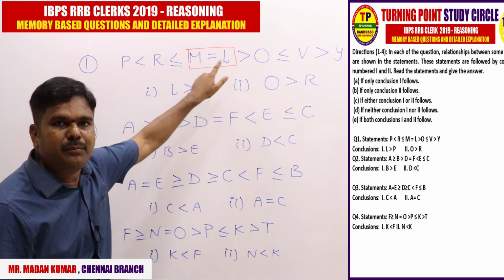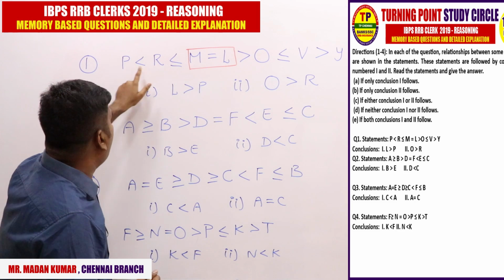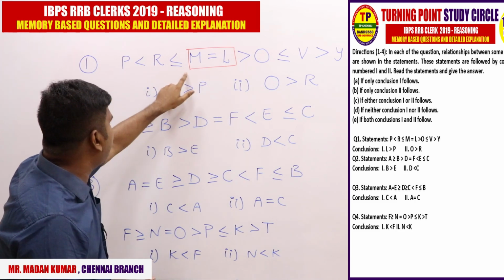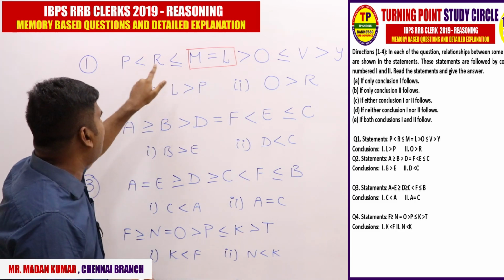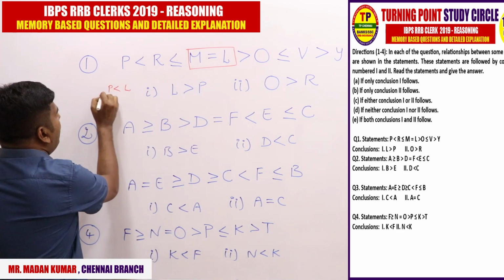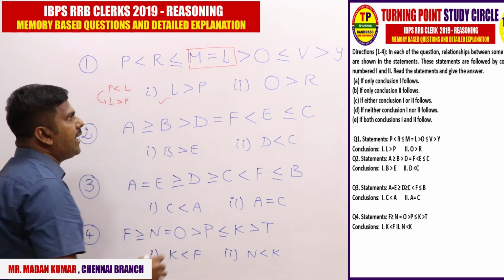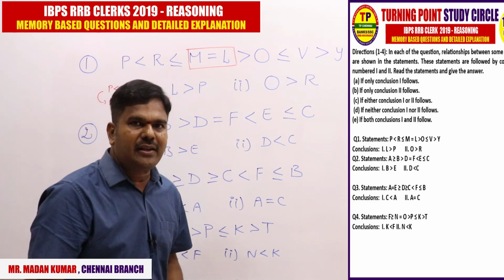So whichever common symbol is there, that common symbol only will come into the picture in the final conclusion. So P and L, which is the common symbol? Less than and less than or equal to. Less than is the common symbol. So P less than L, or reverse it, L is greater than P. So the first one directly follows from the given statement.